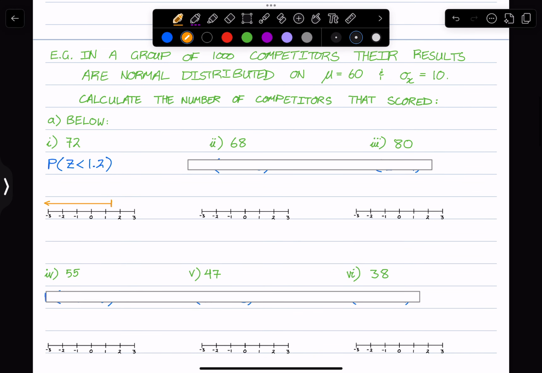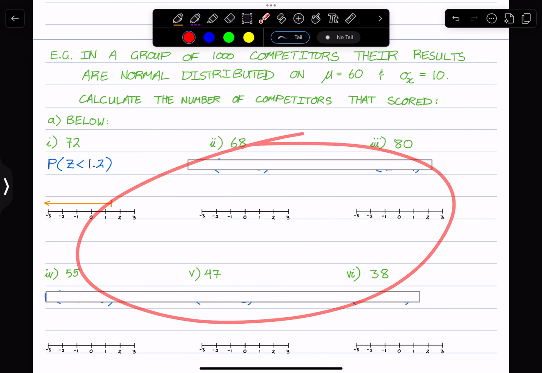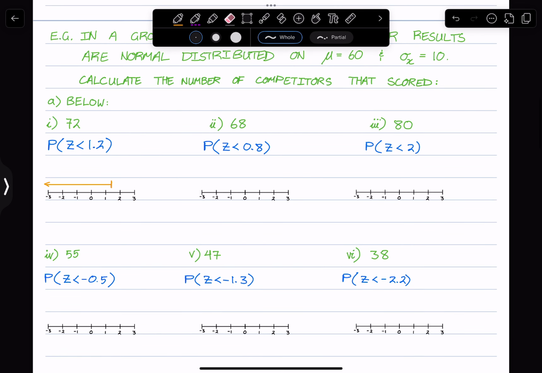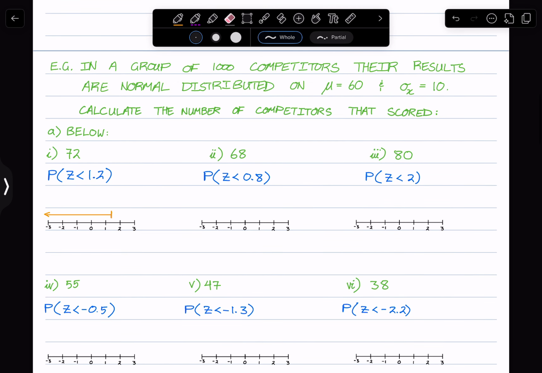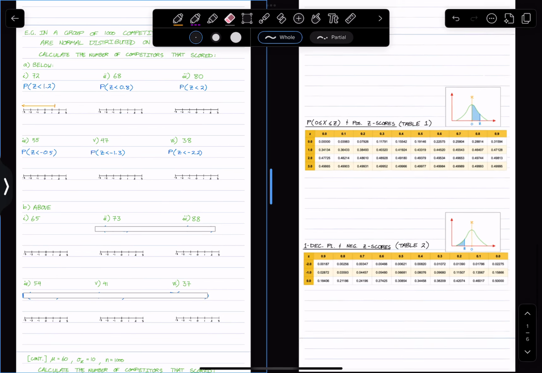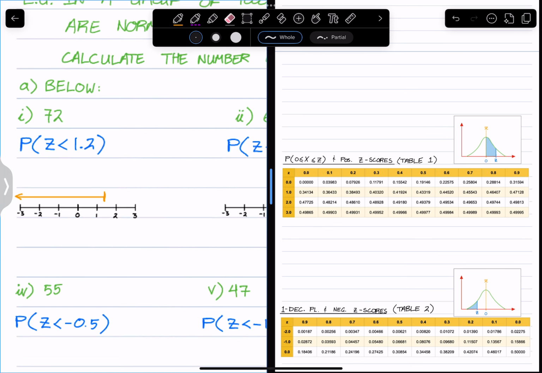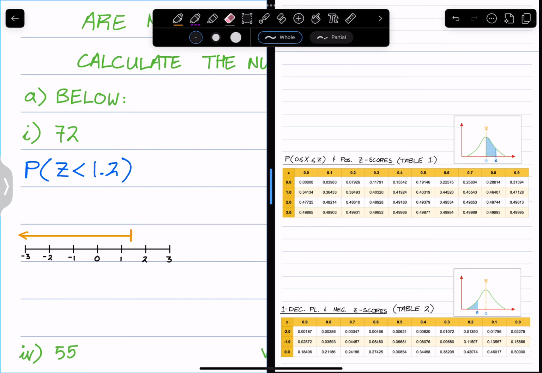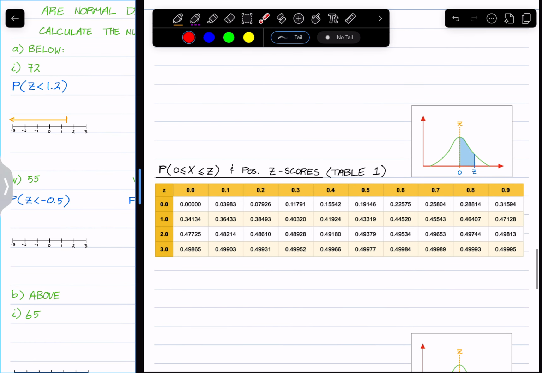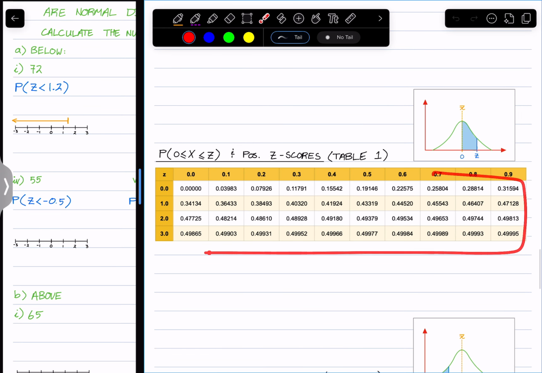Now, you can pause because we're going to find the Z score for all of them, so you can go ahead and do that. I'll give you a moment, you can pause and do this. Okay, so these are the results. And now let's go straight into using table 1 to calculate these percentages. So only working with table 1 for now. Below 72, which is a Z score of 1.2, using our table here, notice how these numbers are far less than the previous table shown.